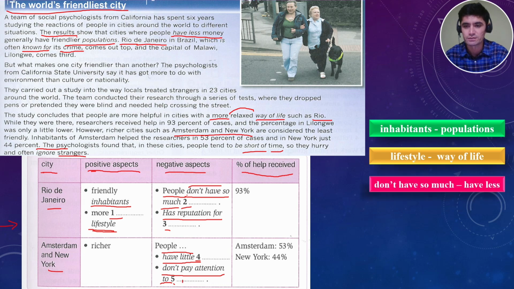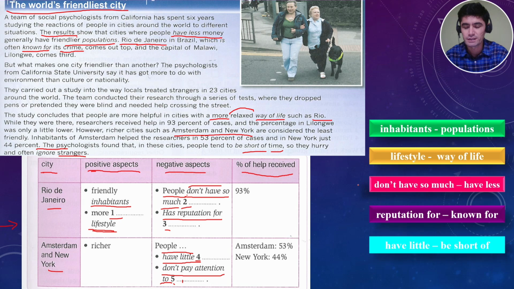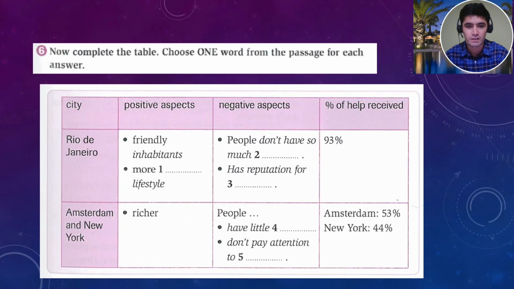Alright, so now these are the words, the answers. You can check them here. First one was relaxed, next one was money, crime, strangers. Number 4 is time.